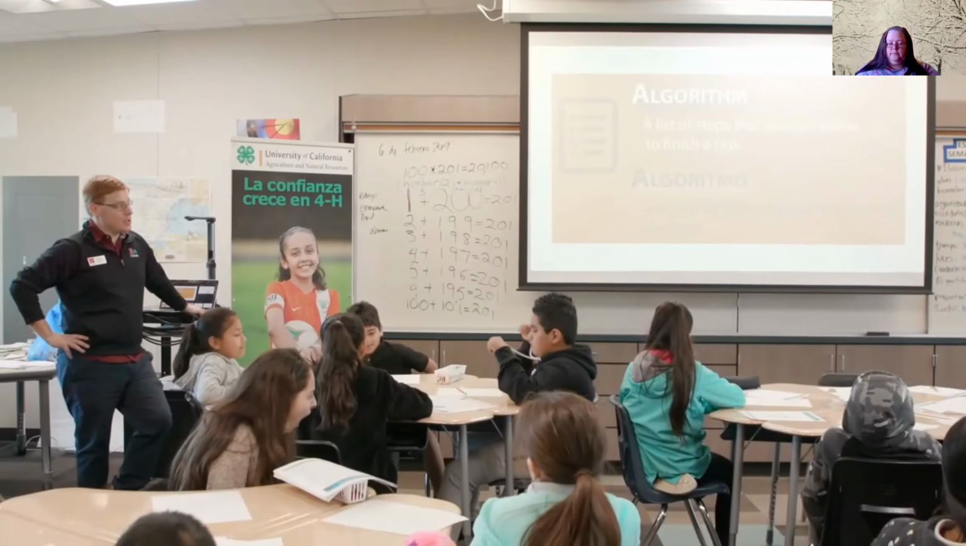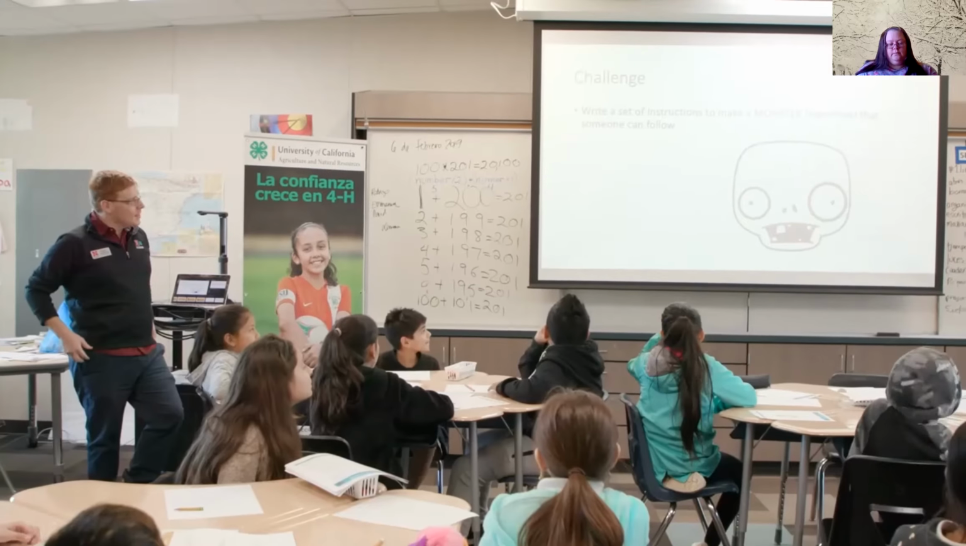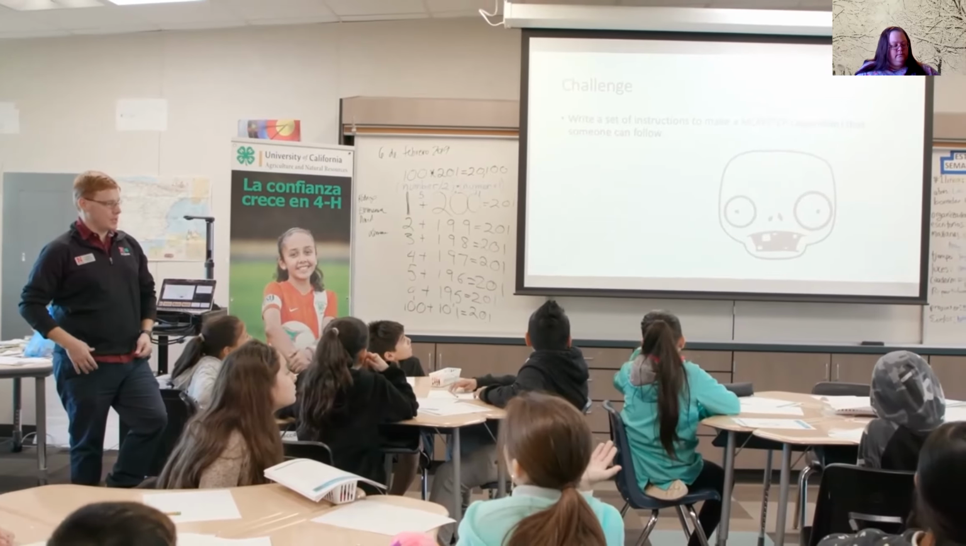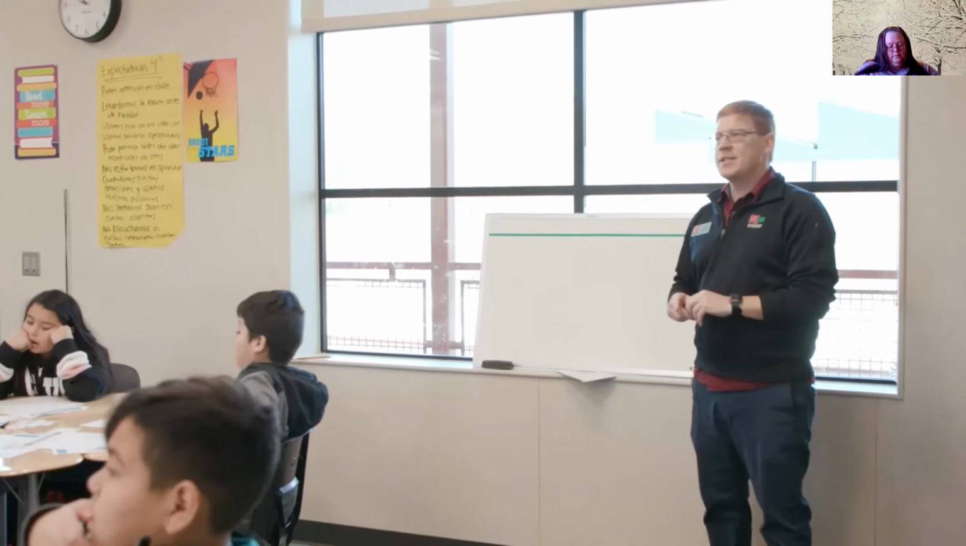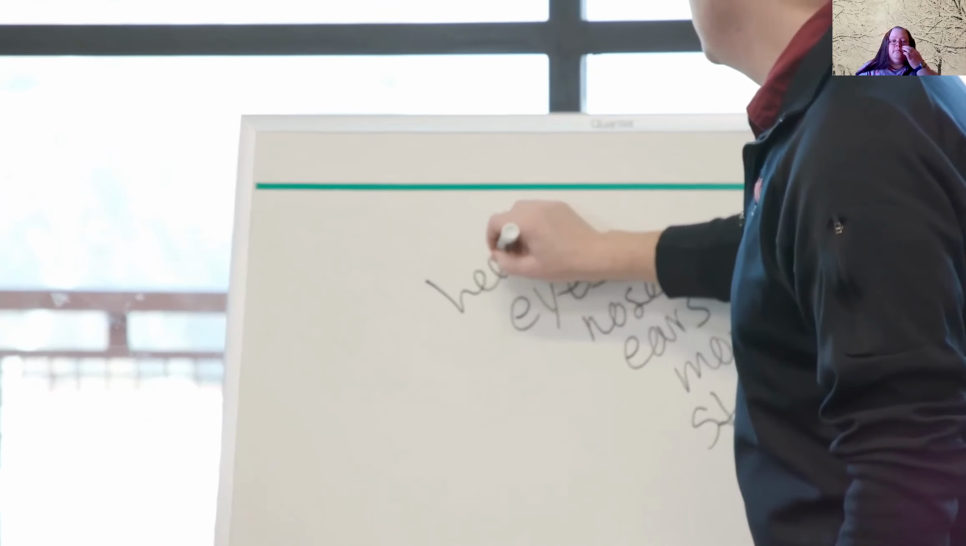And the challenge is to write a set of instructions to make a monster that someone else could follow. They looked at a monster. First was to see the different portions of the monster and begin to look at the big challenge before starting the rest of the computational process. What are all the different parts you see amongst those monsters? Heads? Hair.